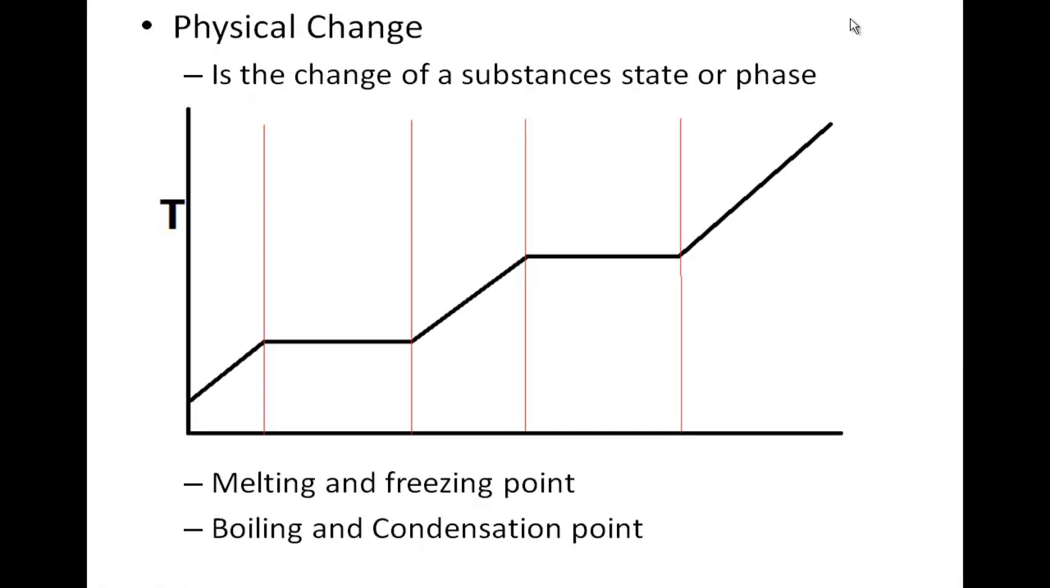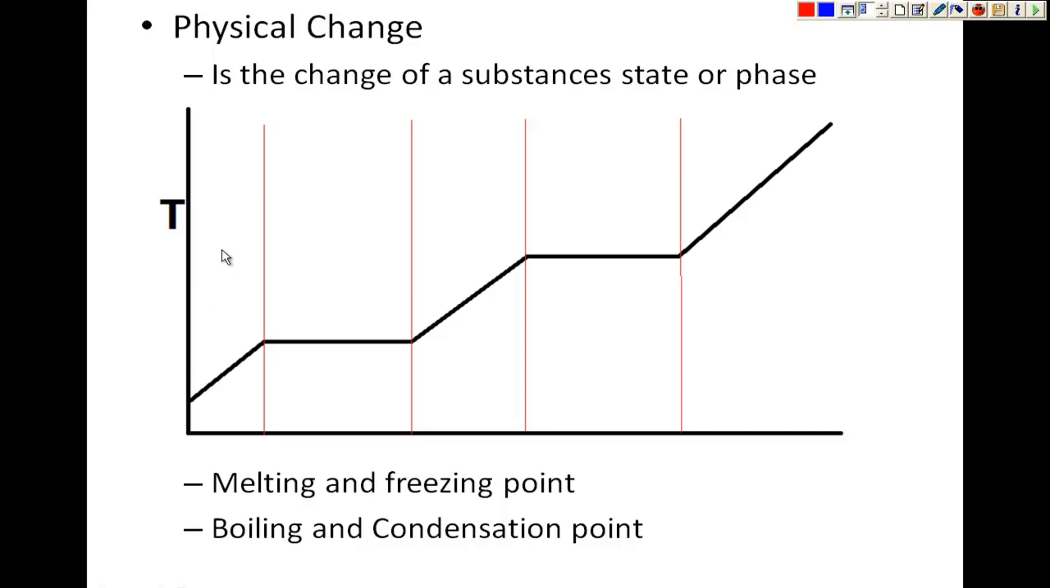Now, a physical change is usually just a change of state or phase. Now, you can take an object and crush it up and change it and deform it. That's also another type of physical change. But the physical change that we're going to be talking about right now is when an object is melted and then maybe turned into liquid and then turned into gas after that.